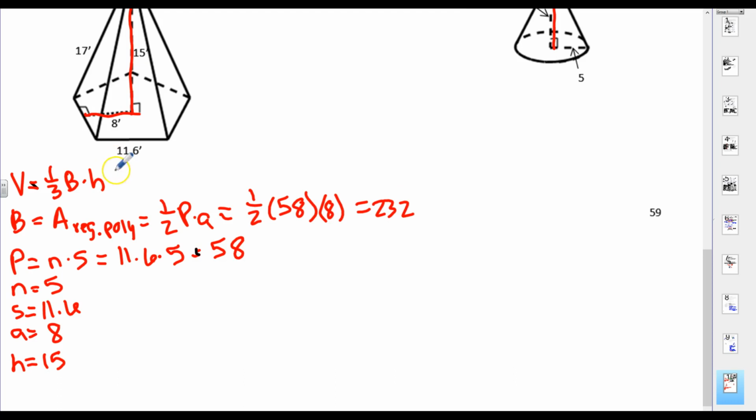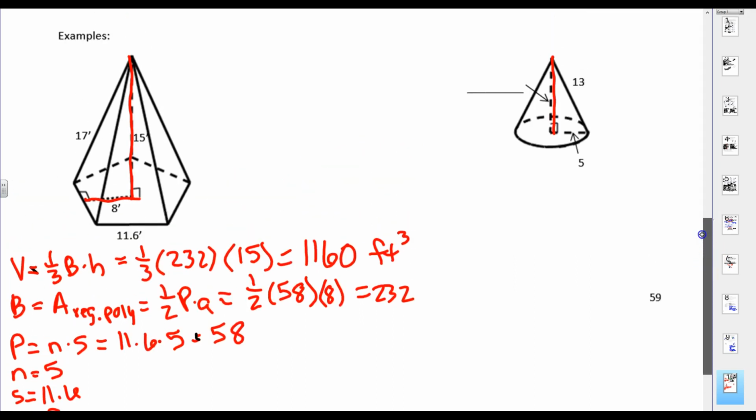So my volume is going to be 1/3 times that 232 times the height, which is 15. And when I work that out, I end up getting 1,160 feet cubed. And that's how we find the volume of a pyramid. Well, we've got to do the volume of this cone too, so let's take a look at it.